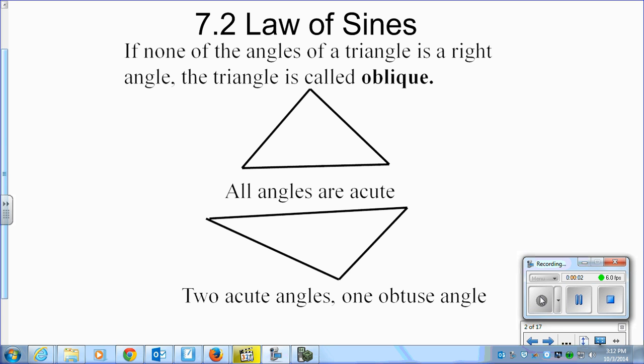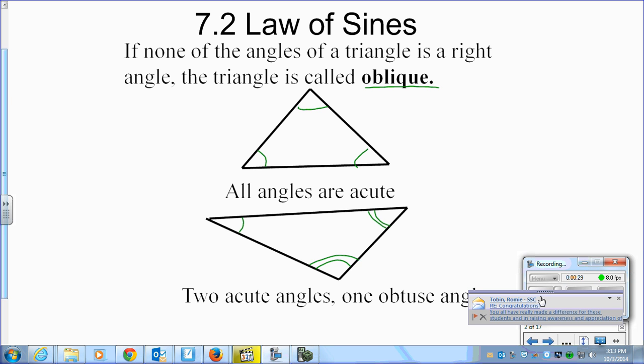All right, so here are notes 7.2, law of sines. The big thing with law of sines we have to understand is we're not dealing with right triangles anymore. We're going to be dealing with triangles that are oblique. Two subsets of oblique triangles are acute triangles, where all three angles are acute, or an obtuse triangle, where you have two acute angles and one obtuse angle.